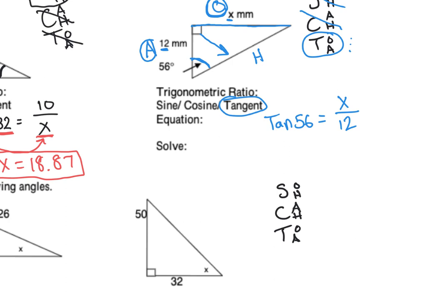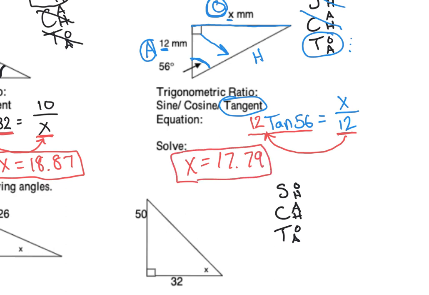Now when the number is in the bottom, the trick is just to take that number and simply move it to the front of the equation as so. And you're going to type 12, tan, 56 into your calculator. And when you do that, the answer is x equals 17.79. That is how long that side is.